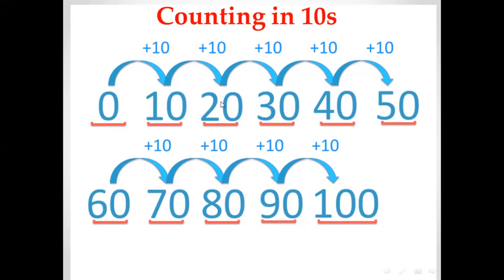Let's see the next one. What comes after 20? Add 10 here, 30. When I add 10 to 30, it becomes 40. And when I add 10 to 40, 50. Good job. And when I add 10 to 50, 60. When I add 10 to 60, 70. I add 10 to 70, 80. I add 10 to 80, 90. And when I add 10 to 90, it becomes 100.